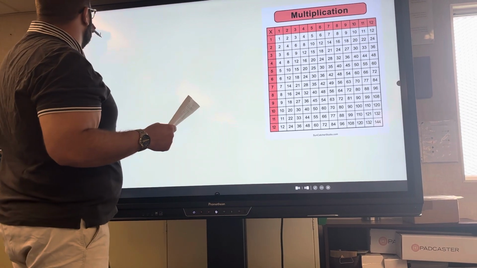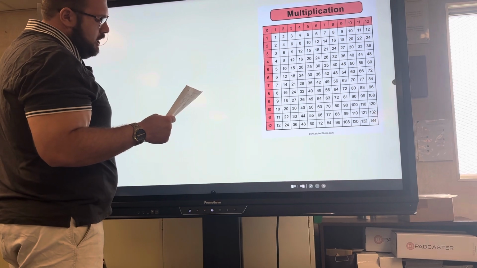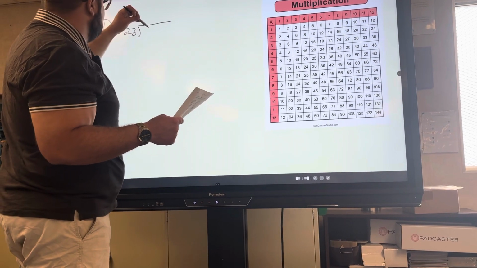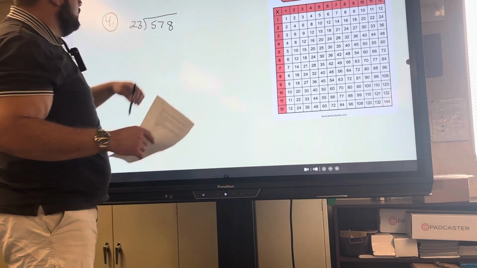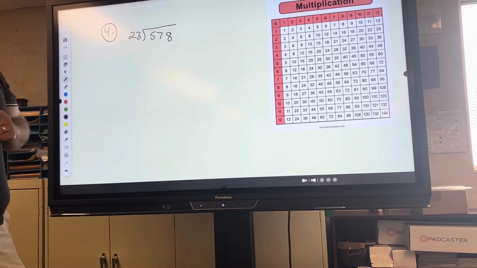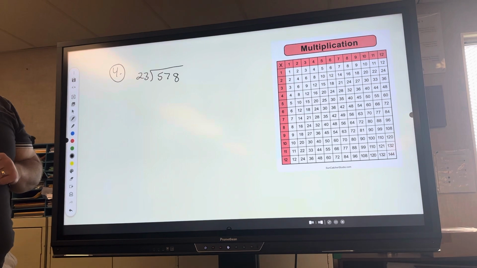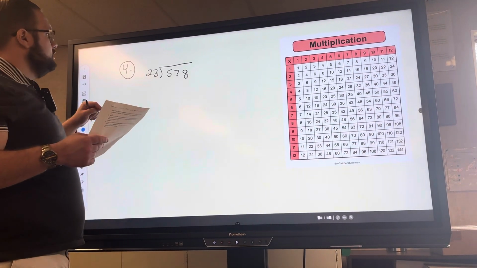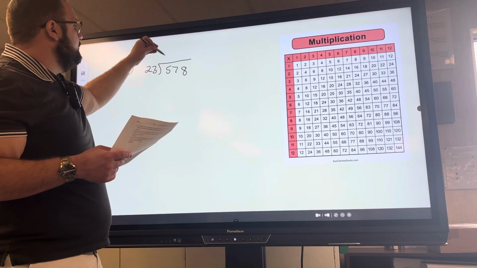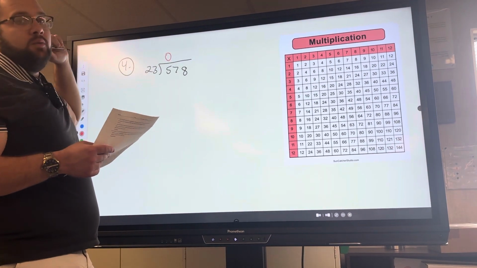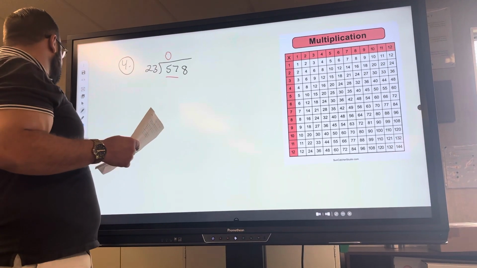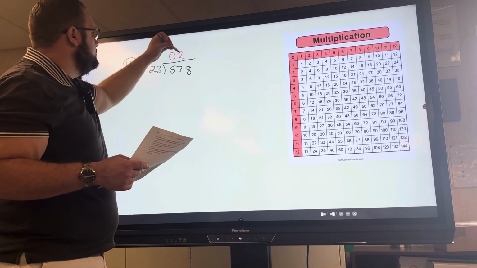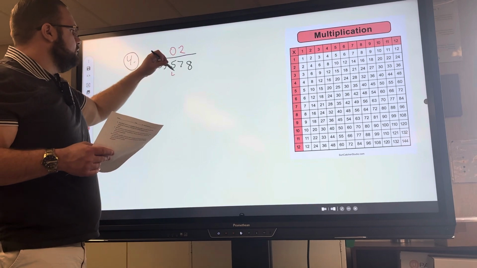Number 4. This is where it starts to get a little tricky because you start to deal with 2-digit numbers. You got 578 divided by 23. What was the last answer? 571. And like I said, I'll go over it again, okay? So 23 goes into 5 0 times. We got to include the 7, making it 57. 23 goes into 57 2 times. 23 times 2 is 46.